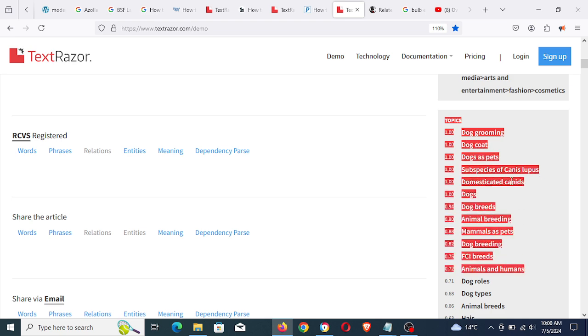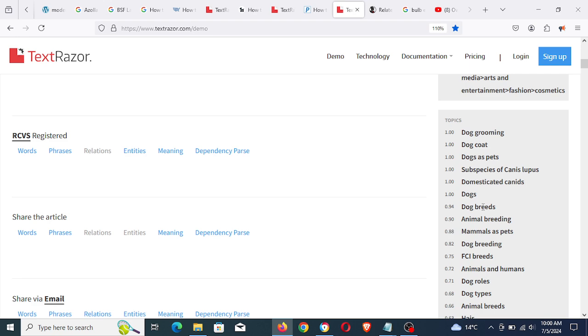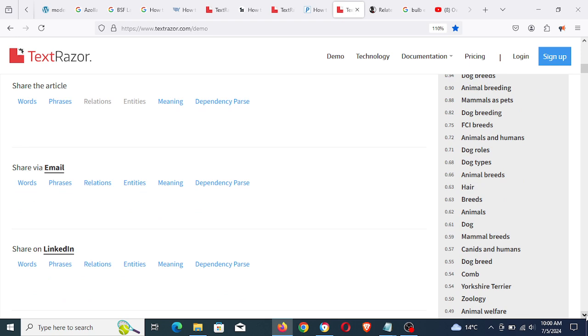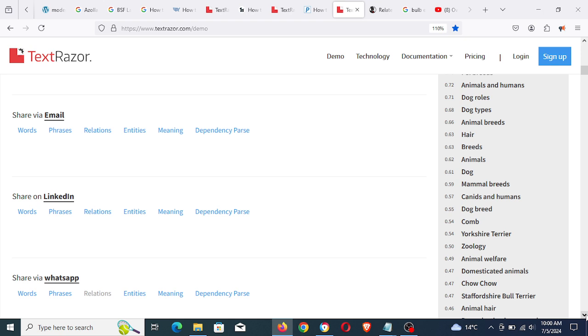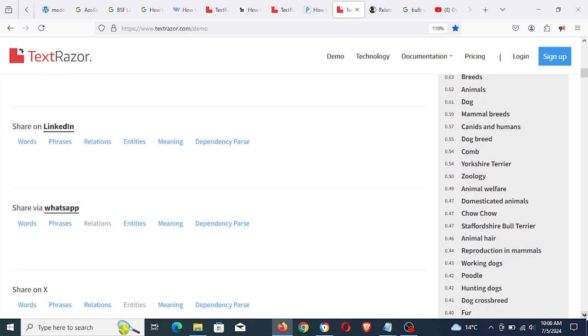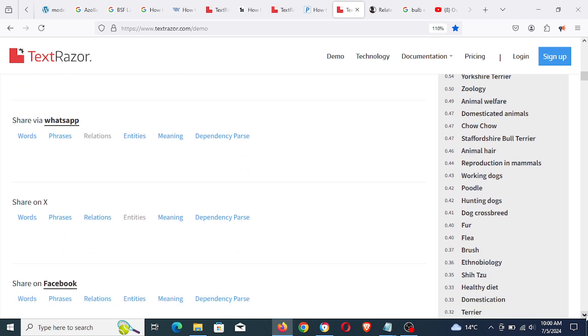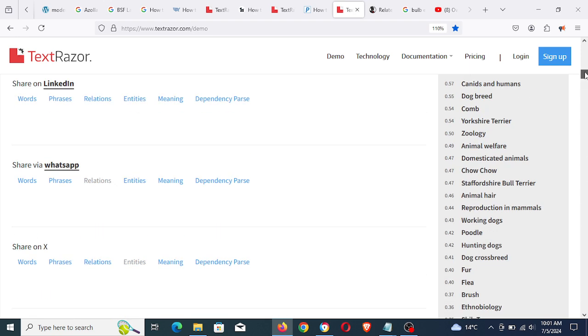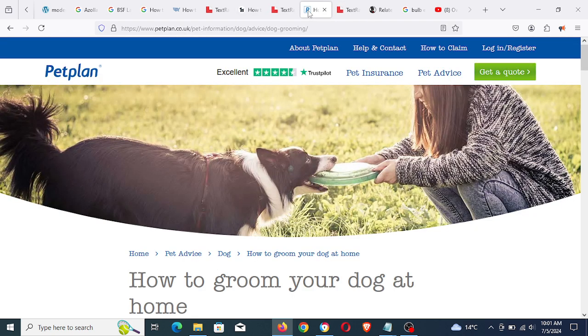It's not even about grooming. It's not even about health. And if you go further down, you just find animal breeds, dog types, animal breeds, Yorkshire Terrier, zoology, poodle, working dogs, brush. Now you can see something like brush there. That's something that should have been part of grooming. So most of the topics related to this article have characteristics similar to the first ranking article.